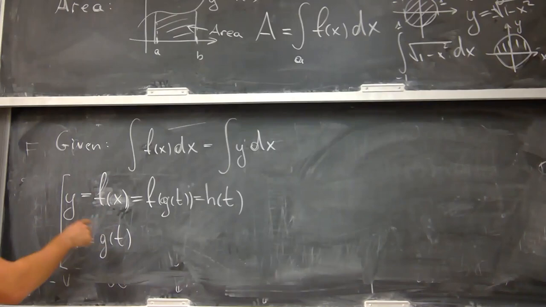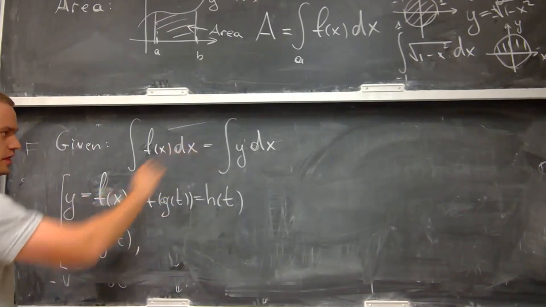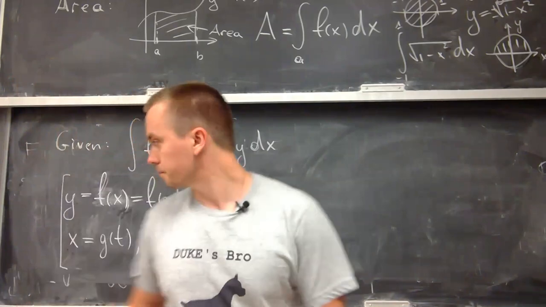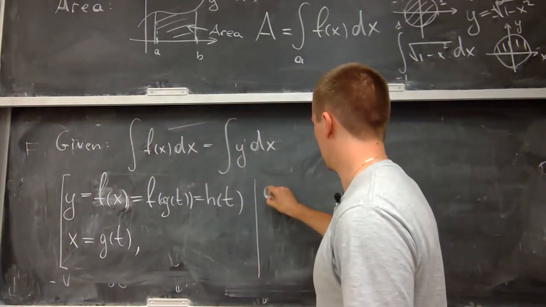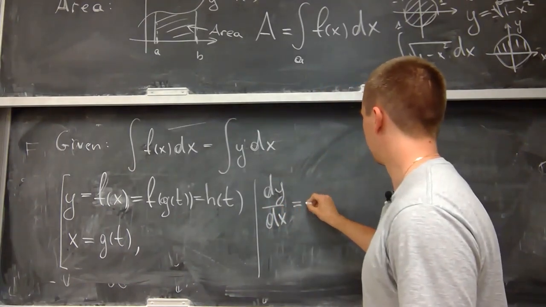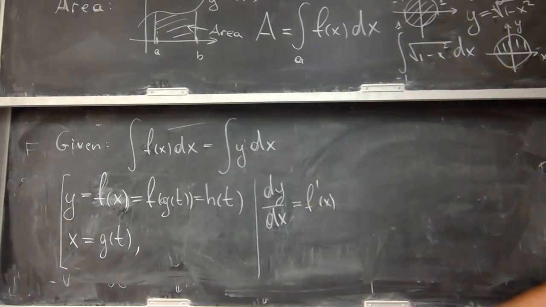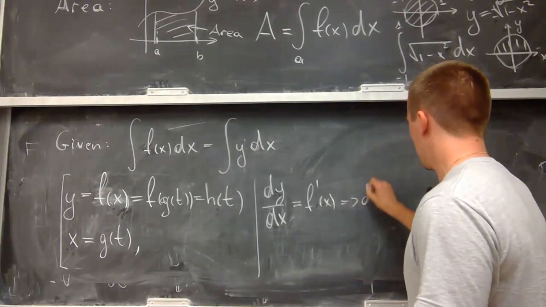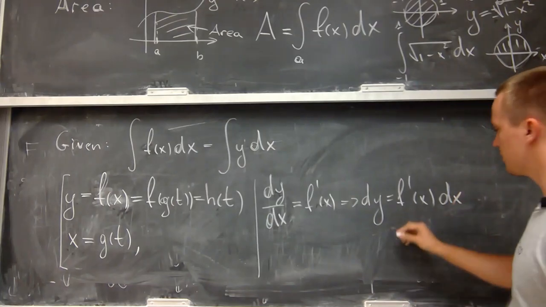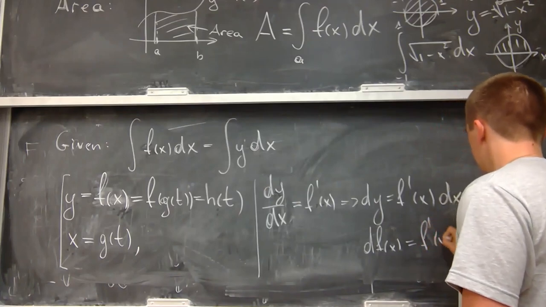So what I'm going to do right now, I know what is my y, I know what is my x. So I'm going to plug in my functions h and g inside my integral. But before I do this, let's find my dx. And dx I'm going to find the following way. We know that dy over dx equals f prime of x. So from here, if I multiply both sides by dx, I will get that dy equals f prime of x dx. But what is my y? My y is just f of x, so df of x equals f prime of x dx.